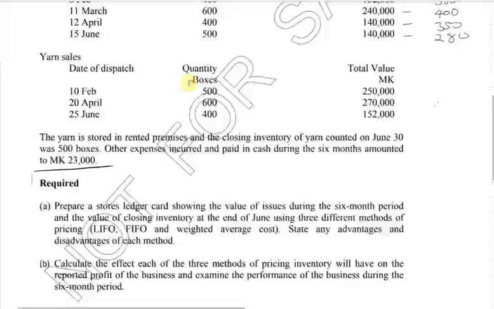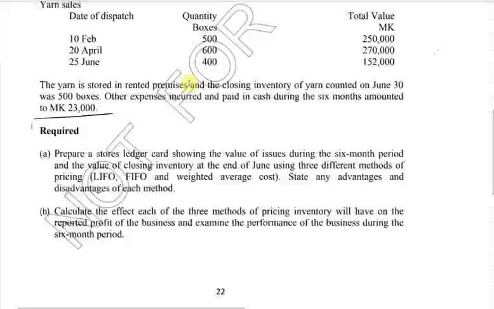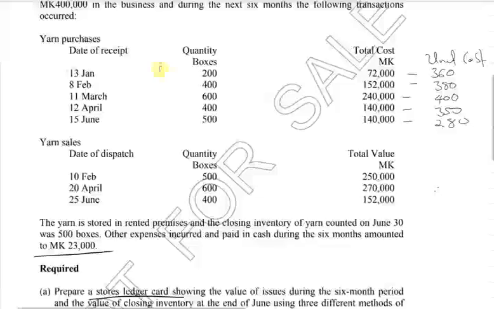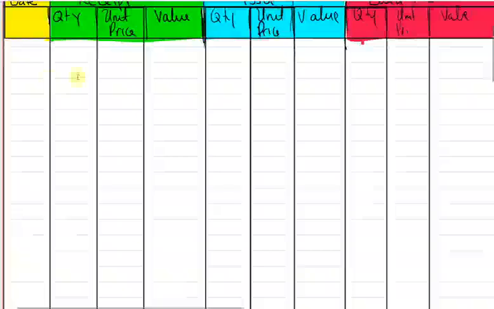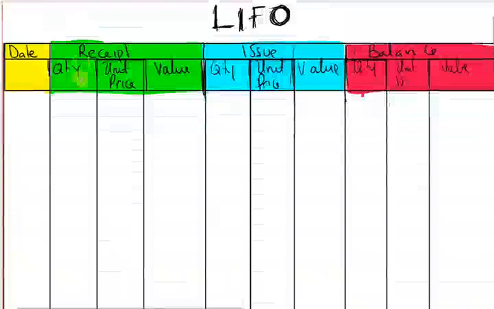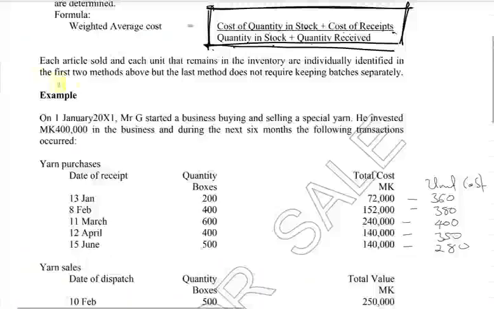Right. So they're asking us to prepare a stores ledger card. This time around, we're going to use the LIFO method. So using the LIFO method, we have to come up with the same diagram as the one we did with FIFO. So we'll start transaction by transaction.